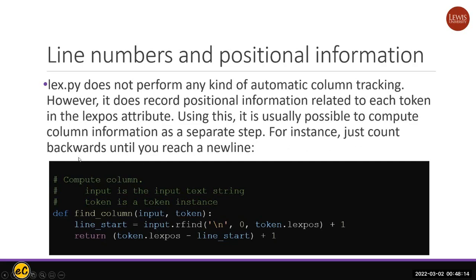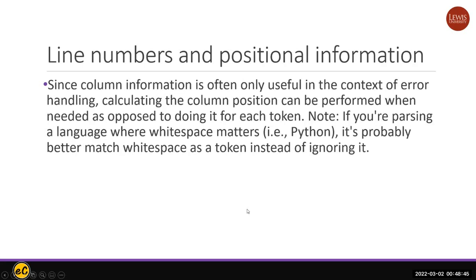For instance, just count backward until you reach a new line. So basically, you can find the column, and then you actually have the input and the token. Okay, so last_cr equals input.rfind, finding from the right side, backslash n, okay, from zero to token.lexpos, okay, plus one, and you can use this one to compute the column.